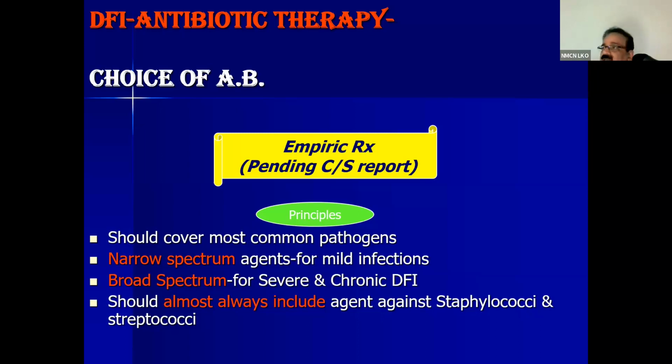So to start with, giving empiric treatment: ideally, treatment should be according to the culture sensitivity report, but it takes 2-3 days. So you have to give some medicine. They are known as empiric therapy. There are certain principles of giving empiric therapy also.